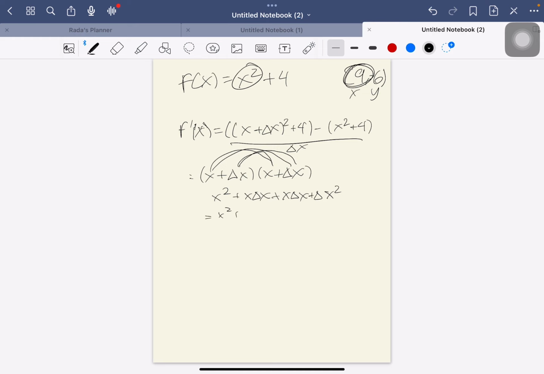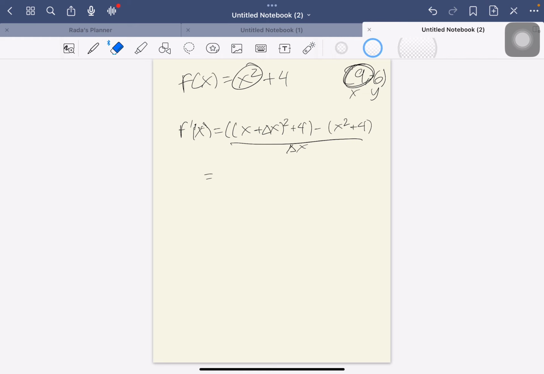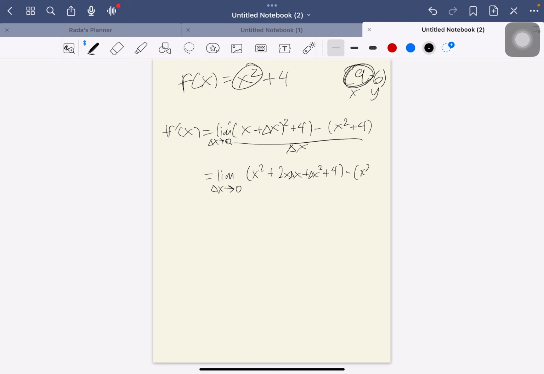Combine like terms, so we get x squared plus 2x delta x plus delta x squared. So just put it in the value. So the formula will change and become the limit, so just change the value of x plus delta x squared with x squared plus 2x delta x plus delta x squared plus 4 minus x squared plus 4 over delta x.